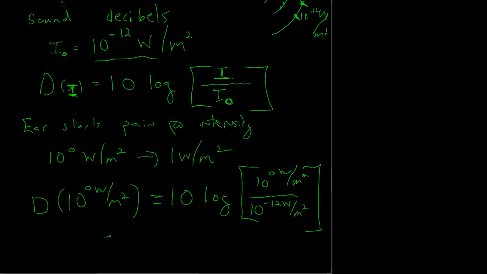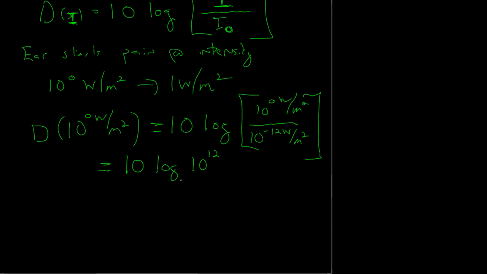This is fairly nice for us, as we're going to look at some properties of logs. So I have the same base with different powers. All right, 10 to the 0 divided by 10 to the negative 12th. I subtract my exponents. That gives me 10 to the 12th.